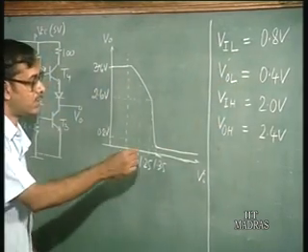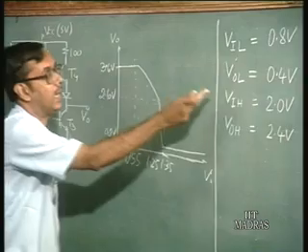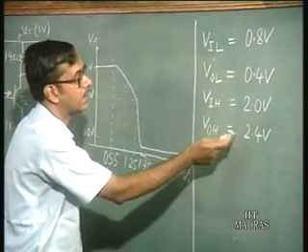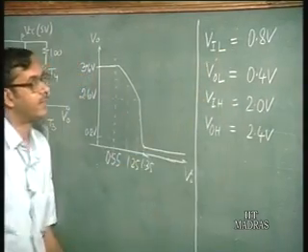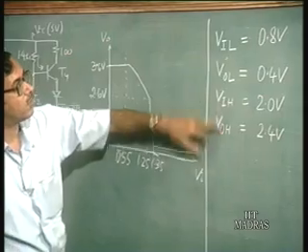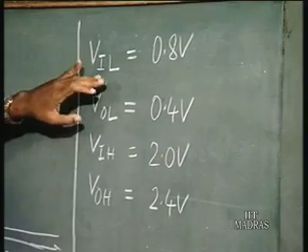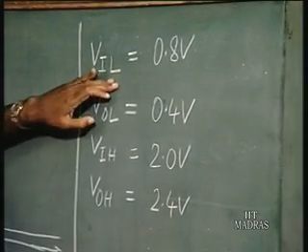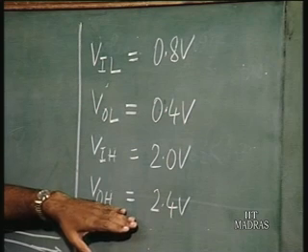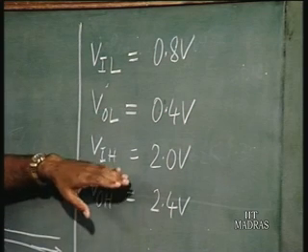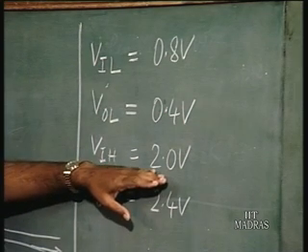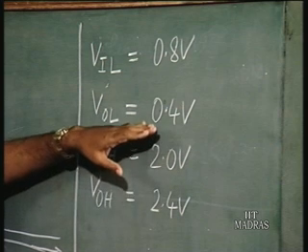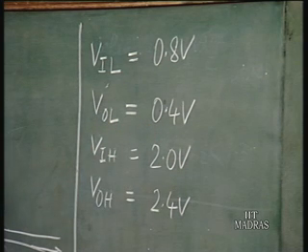Now they say that VIL is 0.8 volts and VOH is 2.4 volts. It means that if the input voltage is less than 0.8 volts, they guarantee an output voltage greater than 2.4 volts, and if the input voltage is greater than 2 volts, the output voltage will be less than 0.4 volts.